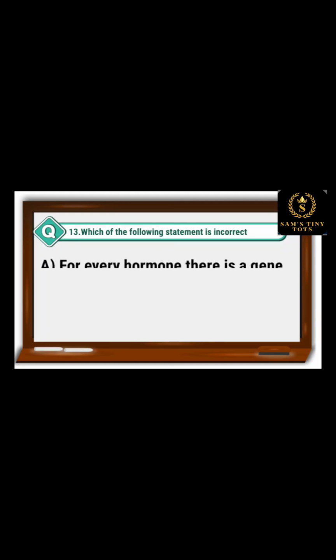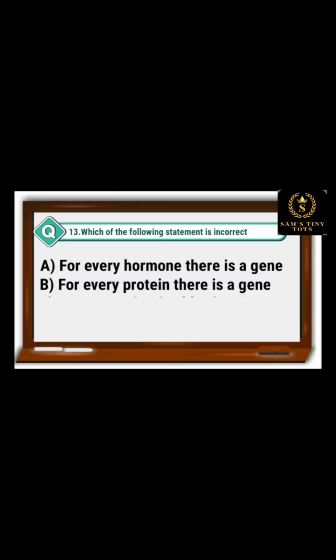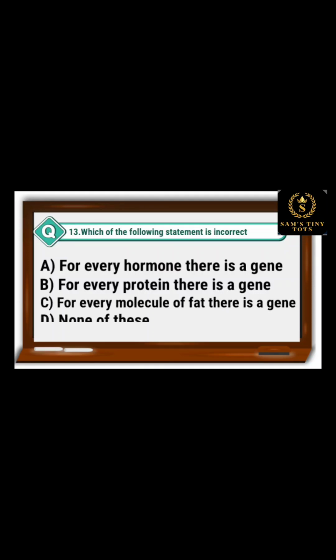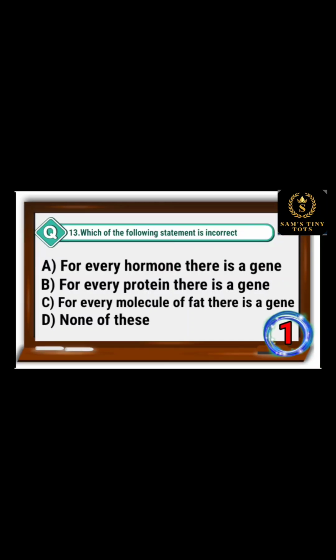13. Which of the following statement is incorrect? Option A, for every hormone there is a gene. Option B, for every protein there is a gene. Option C, for every molecule of fat there is a gene. Option D, none of these. And the correct option is option C, for every molecule of fat there is a gene.